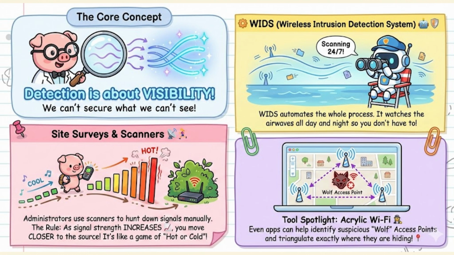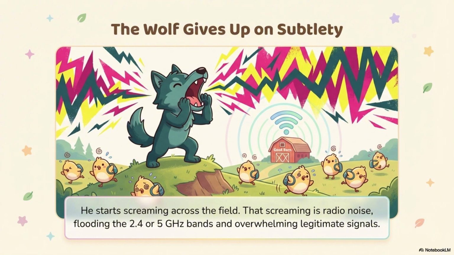Now let's talk disruption. Jamming attacks. Imagine the wolf gives up on subtlety. He starts screaming across the field. That screaming is radio noise, flooding the 2.4 or 5 GHz bands, overwhelming legitimate signals.